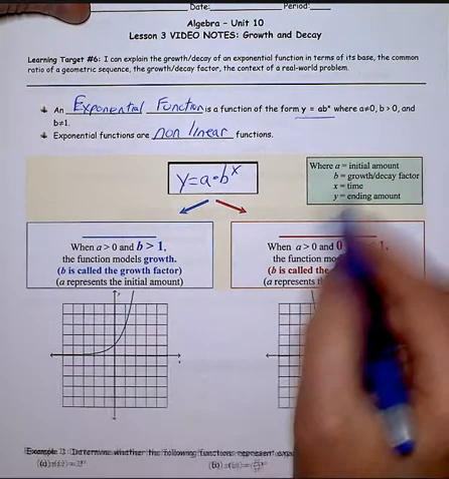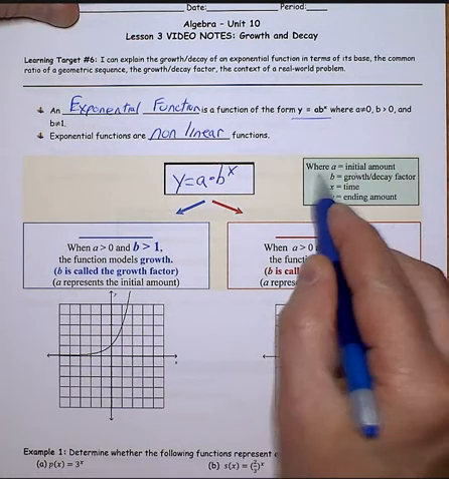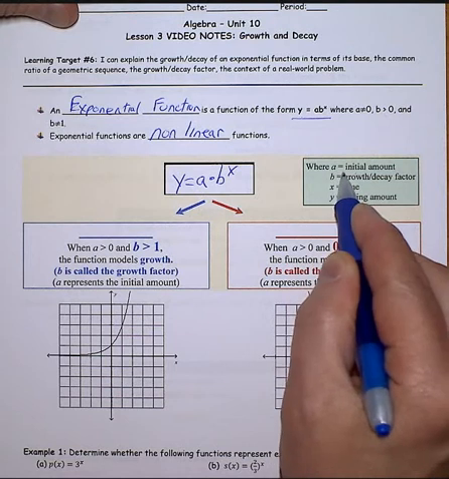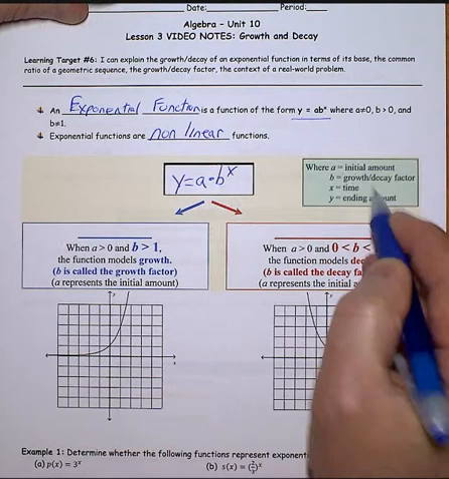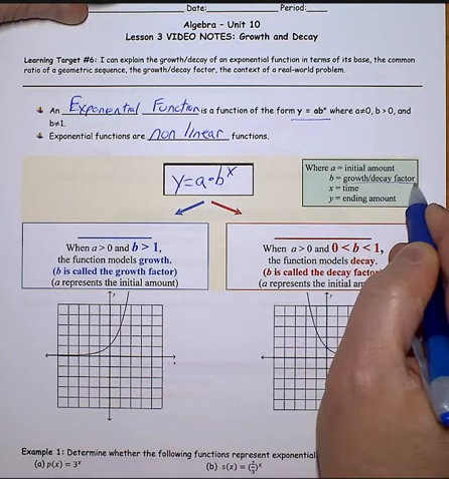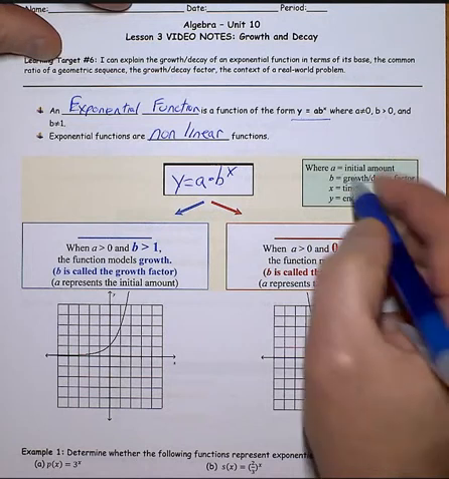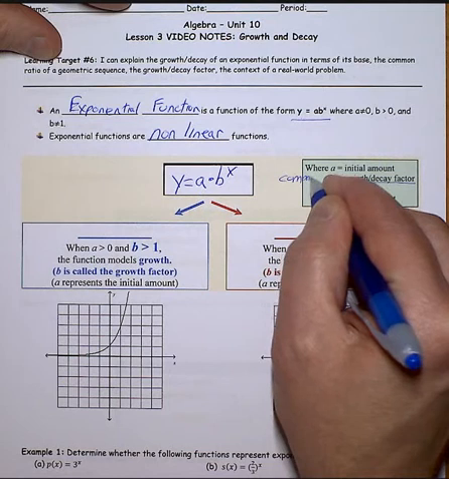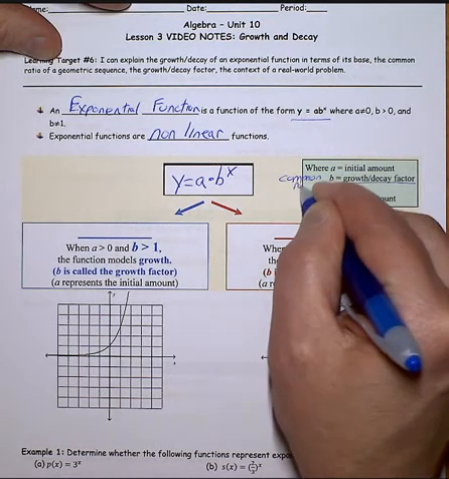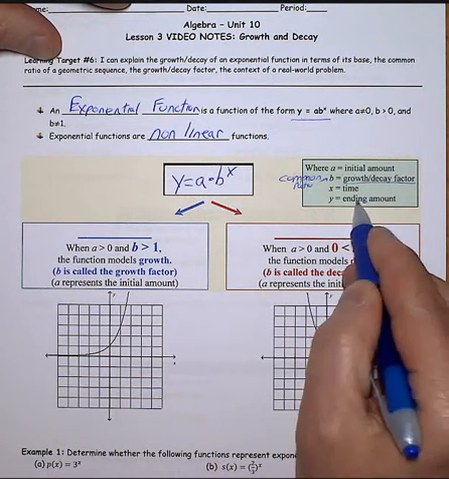Once again, our general form, y equals a times b to the x. Where a is the initial value. Remember how we start out with those 17 polar bears or mice, the initial value. B, we talked about being the base. It's also called the growth factor or decay factor. B could also be called the common ratio also. X is the time, Y is the ending amount.